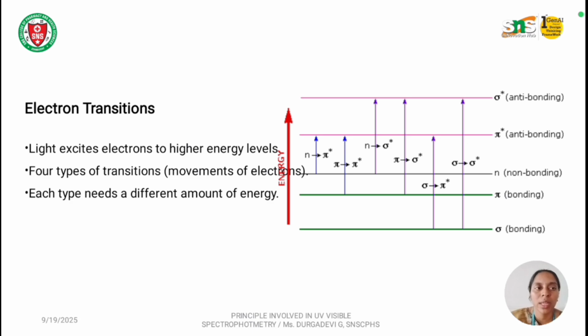Then electronic transitions. Why is this principle happening? Because the electrons are moving. There is an electronic transition happening. The light excites the electrons to a higher energy level. There are types of transitions, that is n to pi star, pi to pi star, n to sigma star, pi to sigma star, sigma to pi star and sigma to sigma star. Each type needs a different amount of energy.